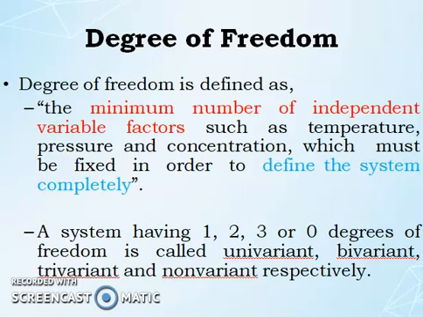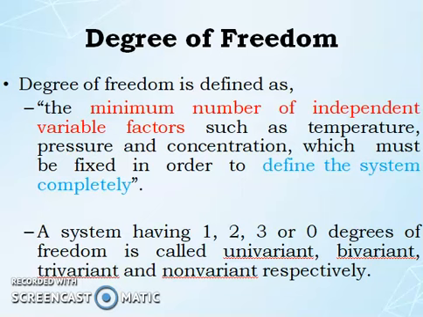Degree of freedom is defined as the minimum number of independent variable factors such as temperature, pressure and concentration. Here, variable factors denotes temperature, pressure and concentration, which must be fixed in order to define the system completely. If we want to define the system completely, we have to fix any one of the three or two of the three to define the system in a complete way.